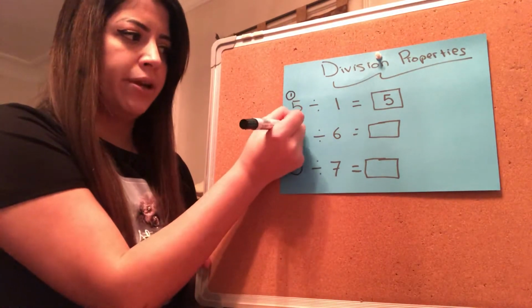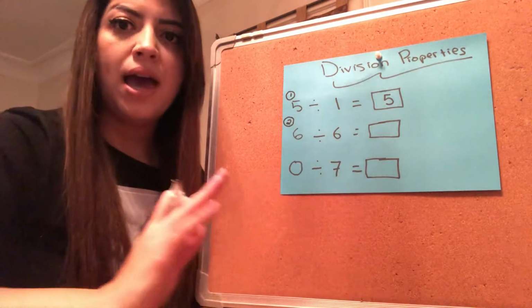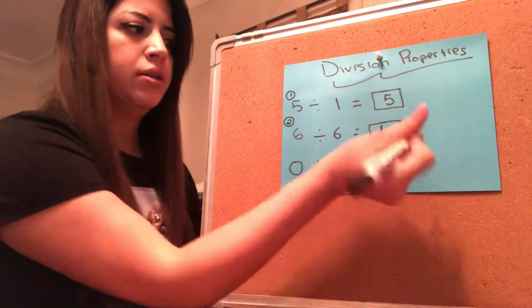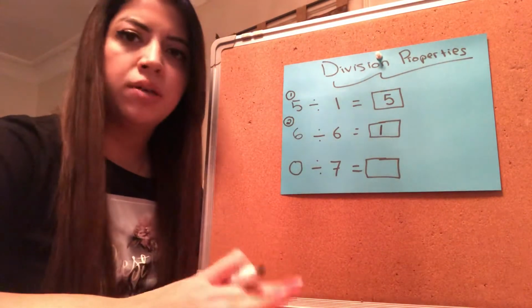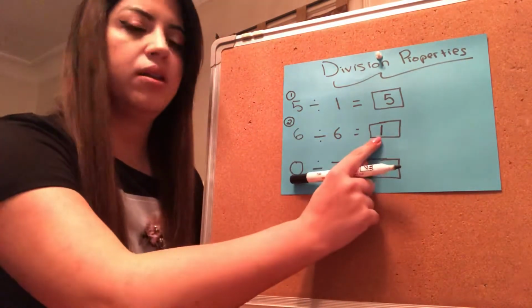My second property is a number divided by itself. Now here we have 6 divided by 6. Any number divided by the same number gives me 1. So you can try it with big numbers, small numbers, any number you'd like. Any number, when we divide it by the same number, gives me the number 1.